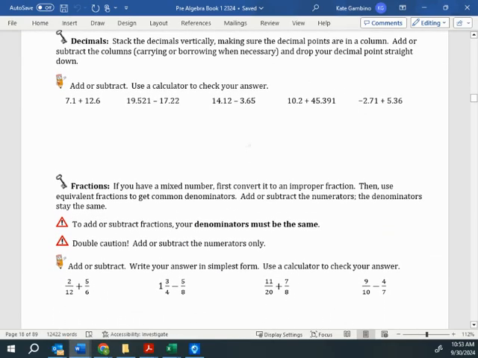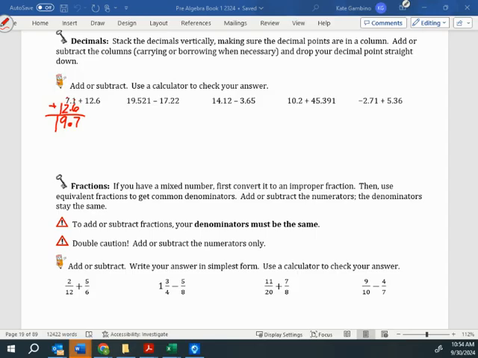Decimals. Stack the decimals vertically, making sure the decimal points are in a column. Add or subtract the columns, regrouping or borrowing when necessary, and drop your decimal point straight down. So we're not going to do mental math, just saying, oh, 7.1 plus 12.6, I'm going to do the math in my head. No, I want you to actually rewrite it. 1 plus 6 is 7, bring that decimal place straight down, 7 plus 2 is 9, 1 plus nothing is 1. Okay, show your work.